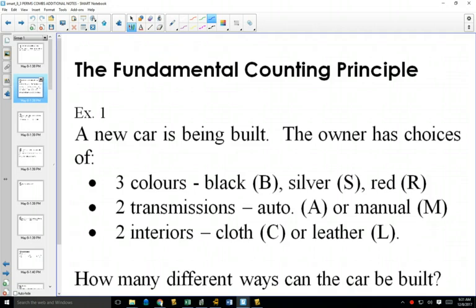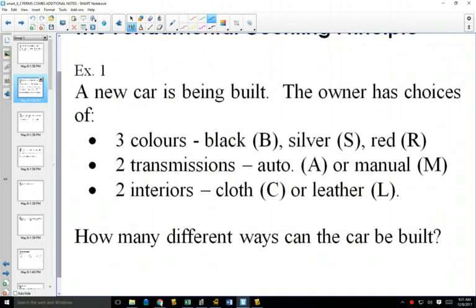Here's an example. A new car is being built. You have a choice of 3 different colors, 2 different transmissions, and 2 interiors. How many choices do they have? Well, this is a fundamental counting question. You have 3 decisions. Your first decision is color, your second decision is transmission, and your third decision is what the interior is going to be.